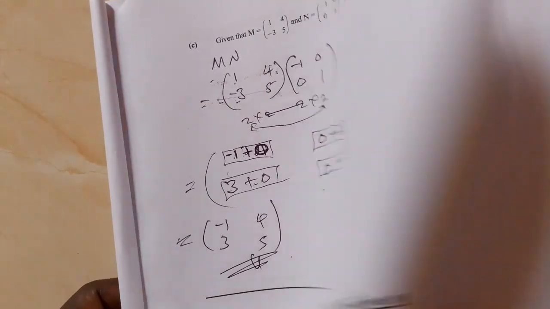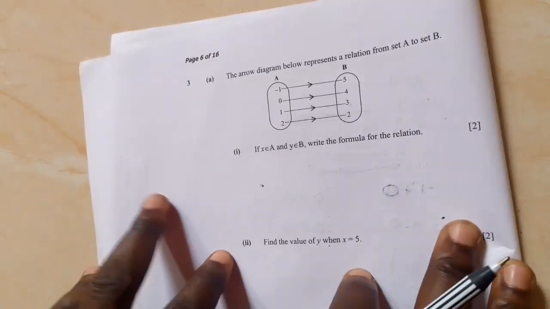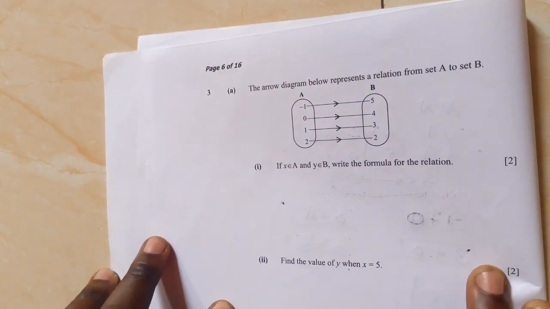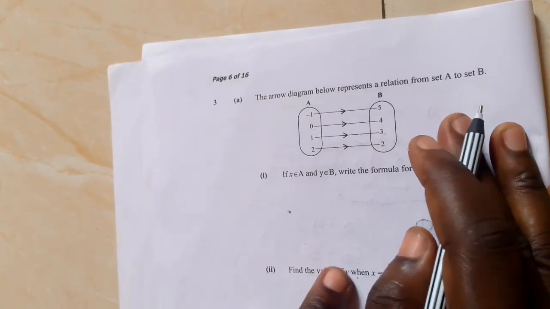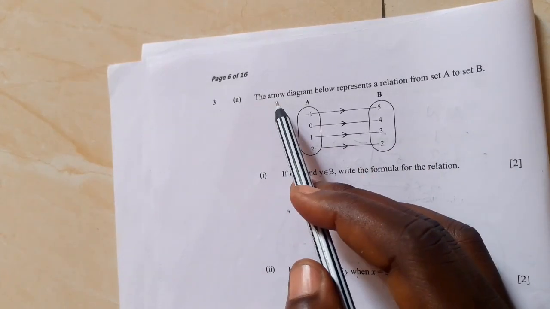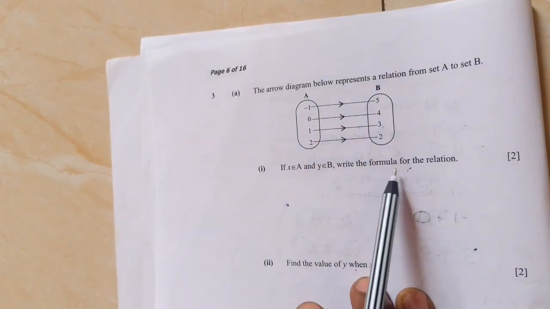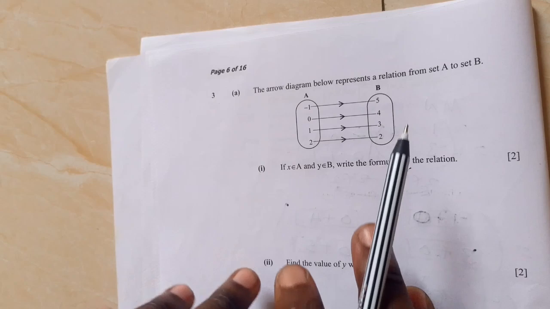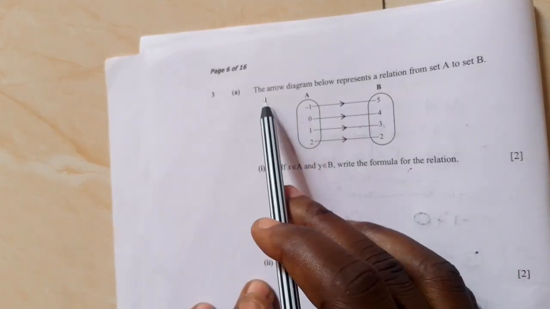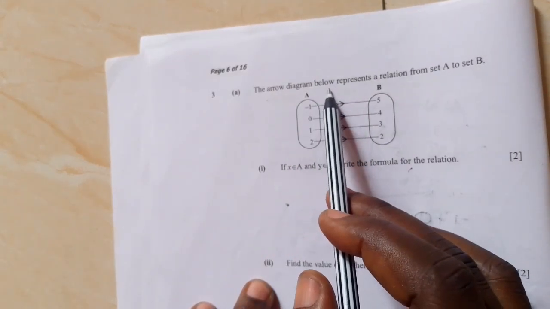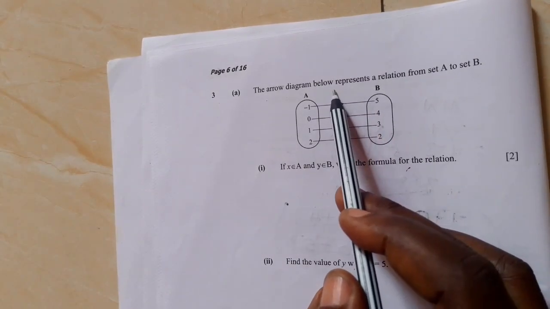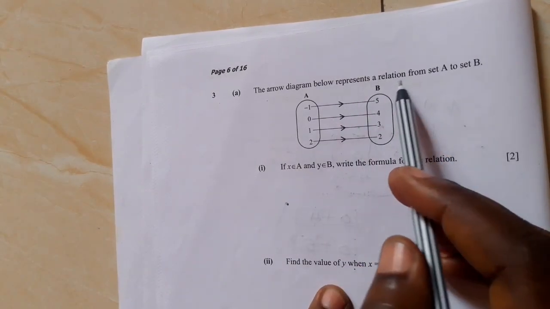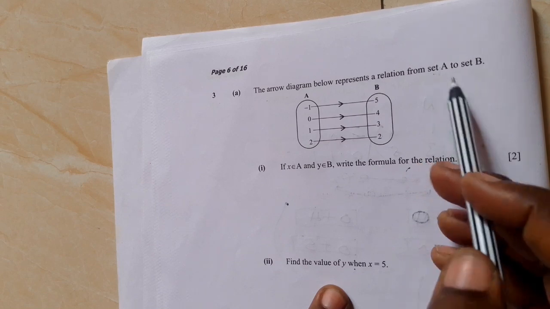Okay. Let's now go to question 3. Question 3. The arrow diagram below represents a relation from set A to set B.